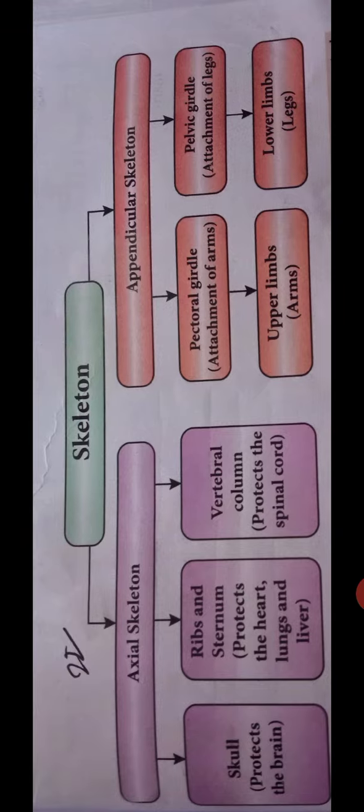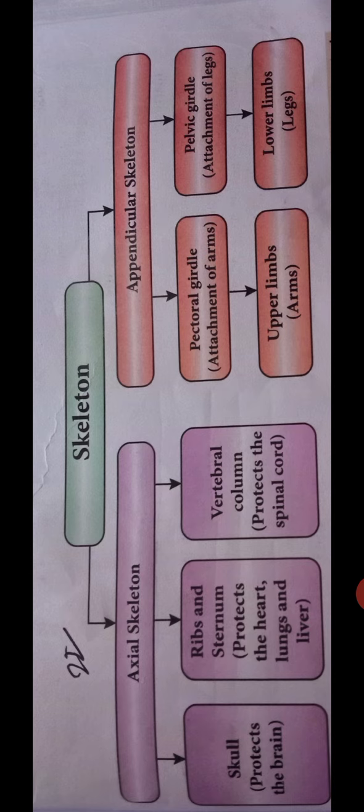Next, if you see the skeleton, the skeleton is divided into two main parts. One is the axial skeleton, another one is the appendicular skeleton. Axial skeleton consists of three main skeletal parts: skull, ribs and sternum, and vertebral column. So these are the three important categories present in the axial skeleton. Appendicular skeleton is of two types, that is pectoral girdle and pelvic girdle. Pectoral girdle is nothing but your hands, and pelvic girdle is nothing but your limbs or legs, we can say.